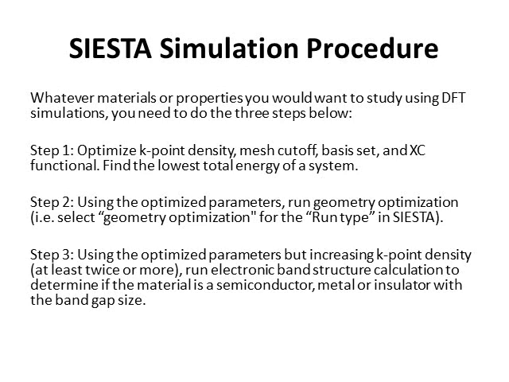Step 2. Using the optimized parameters, run geometry optimization to find the ground state structure of the material. Step 3. Using the optimized parameters and the ground state structure of the material, you can run further calculations to study other properties of the material. For example, you want to determine if the material is a semiconductor, metal, or insulator. You need to run electronic band structure calculations to find the band gap size.